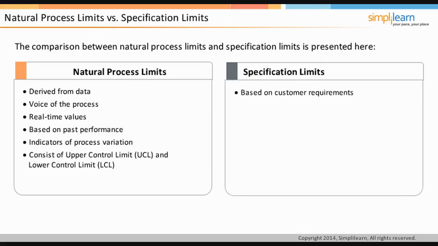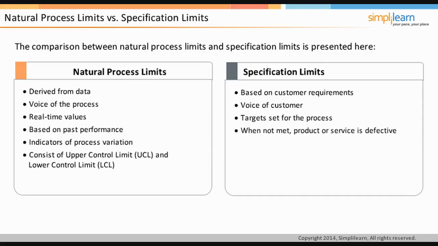Specification limits are provided by customers based on their requirements, or the voice of the customer, and cannot be changed by the organization. These limits act as targets for the organization, and processes are designed around the requirements. The product or service has to meet customer requirements and has to be well within the specification limits. If the product or service does not meet customer requirements, it is considered as a defect. Therefore, specification limits are the intended results or requirements from the product or service that are defined by the customer.